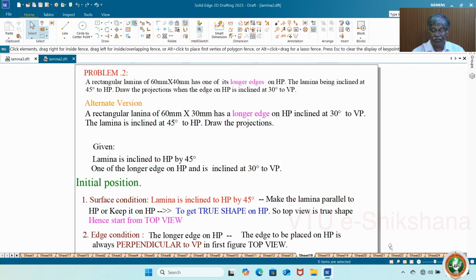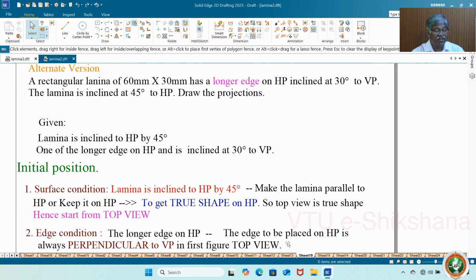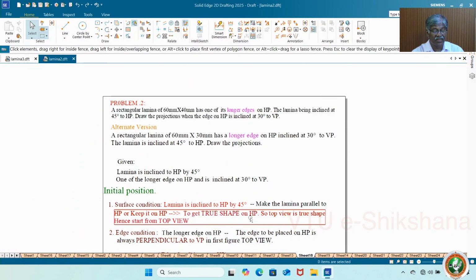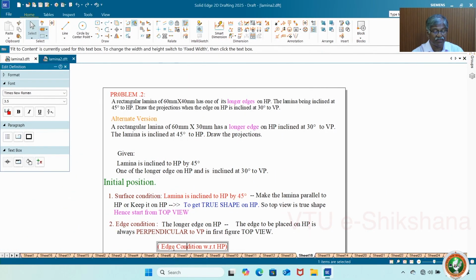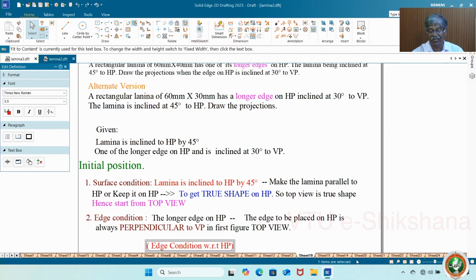So what is initial position? Initial position is surface condition. The lamina inclined to HP, so make it parallel to HP or keep it on HP to get true shape on HP. So top view is true shape. Hence start from top view. Definitely should start from top view. Now corner edge condition. Actually edge is on HP, longer edge. The longer edge on HP, the edge to be placed on HP is perpendicular to VP in the first figure top view. So this is referred to as the edge condition with respect to HP.